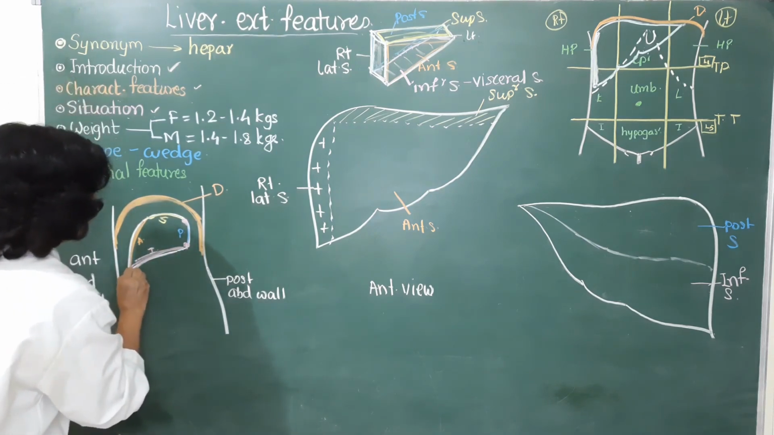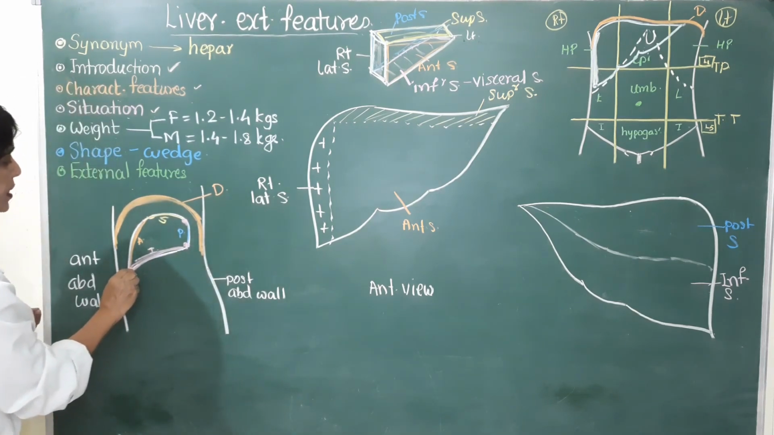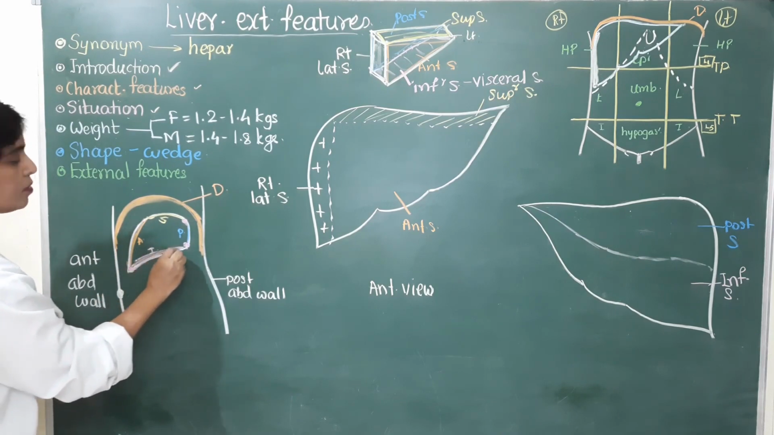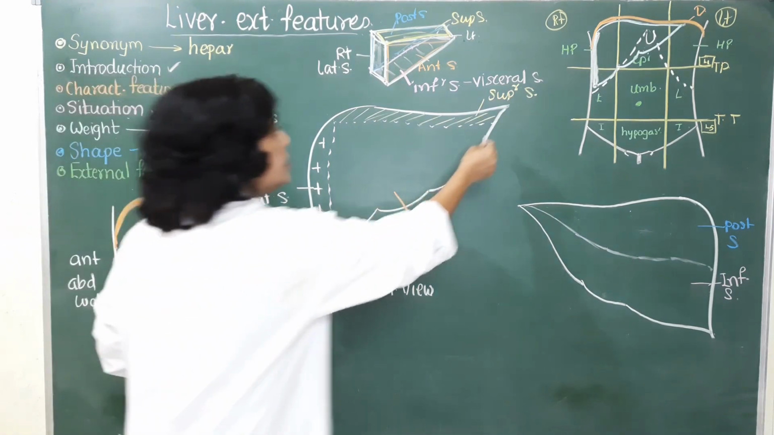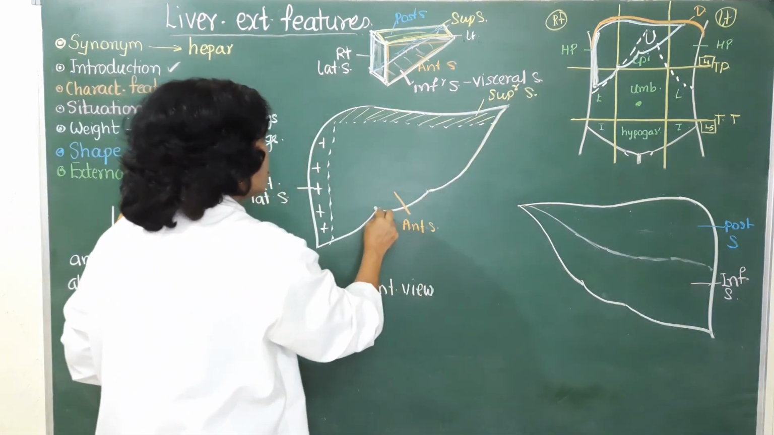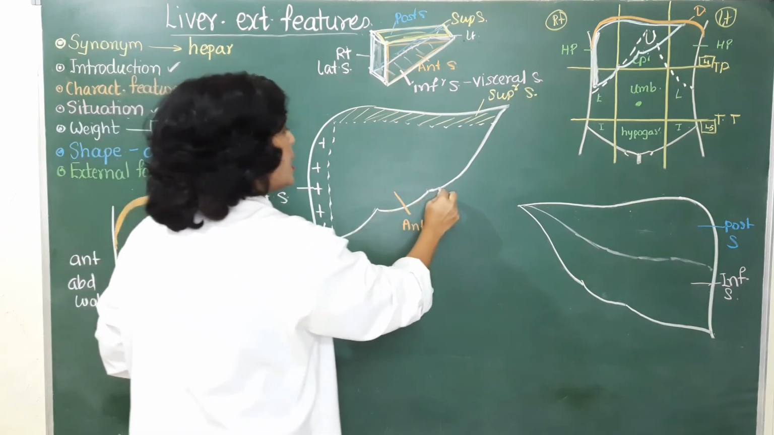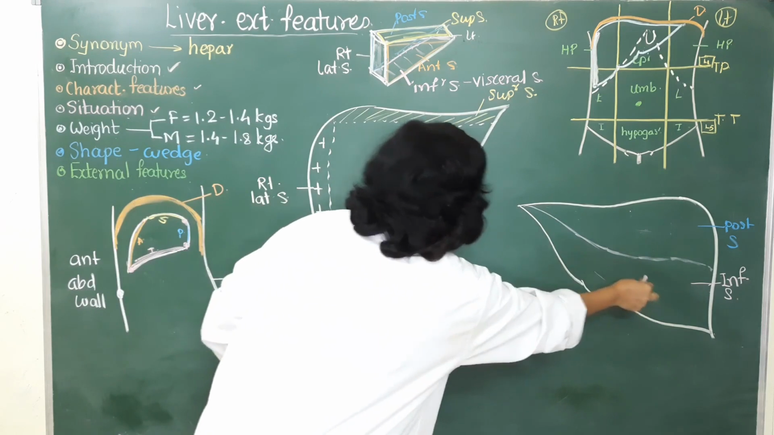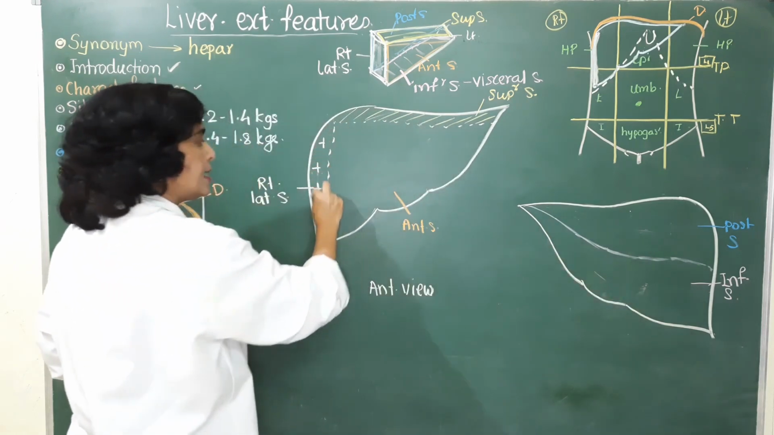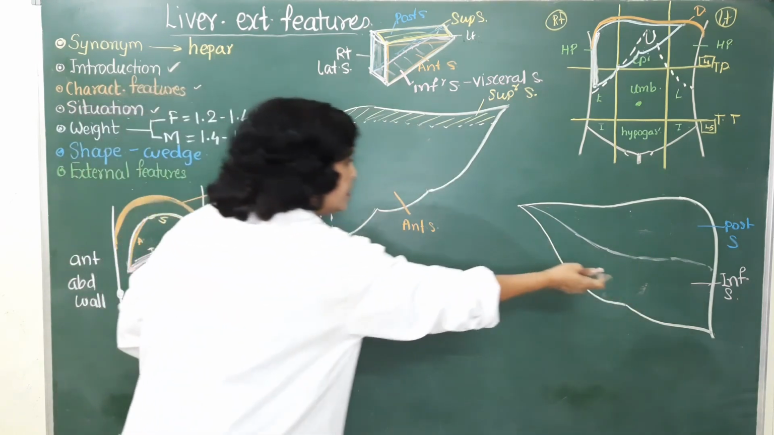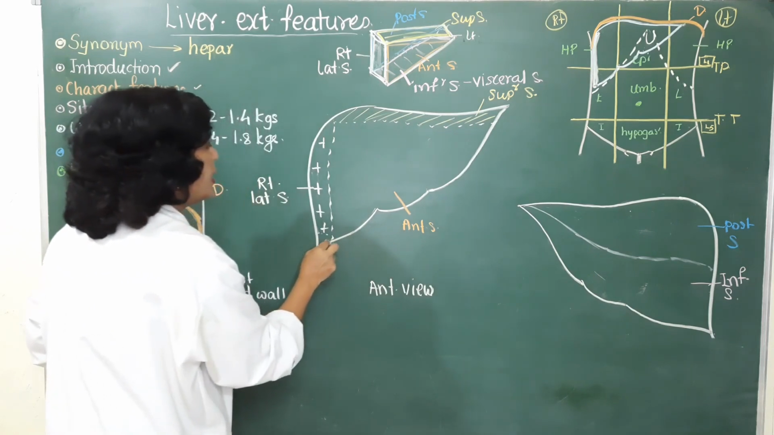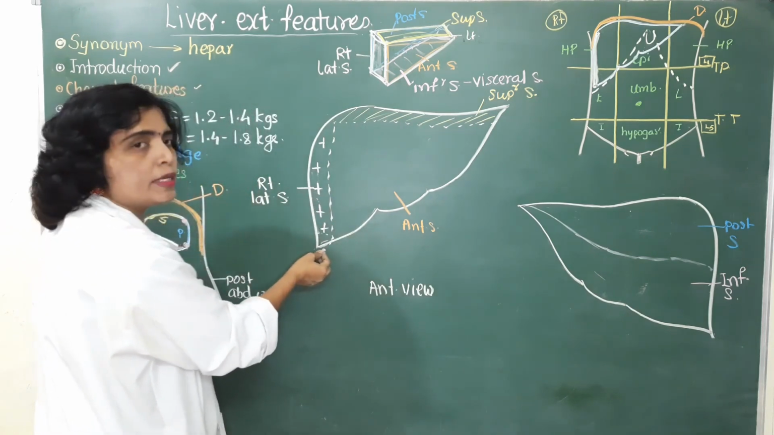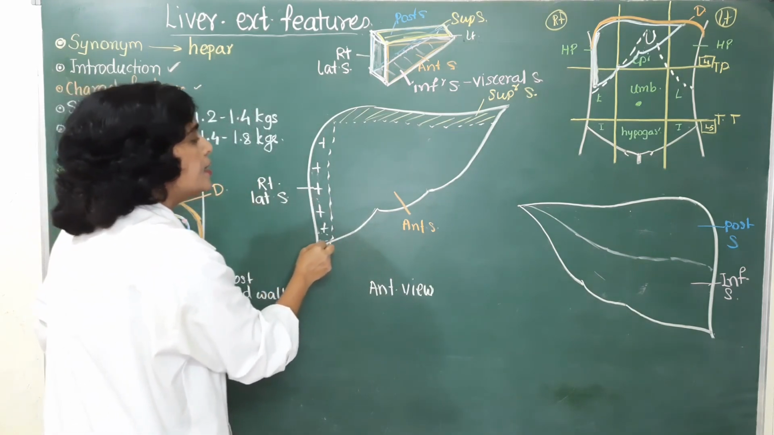Here is the inferior border which separates the anterior surface from the inferior surface. So here this is the inferior border of the liver. It is sharp where it separates the anterior surface from the inferior surface. It also separates the right lateral surface from the inferior surface, and this part which separates the right lateral surface from the inferior surface is rounded.